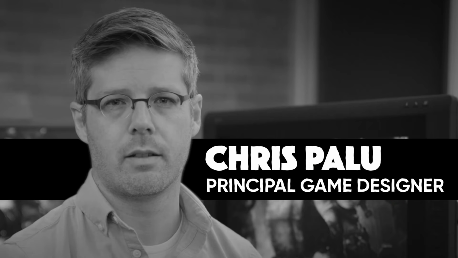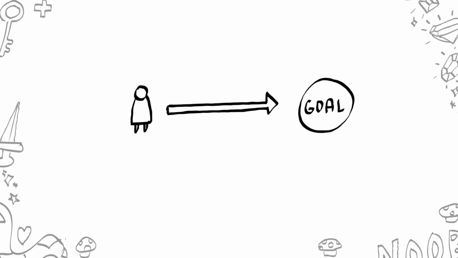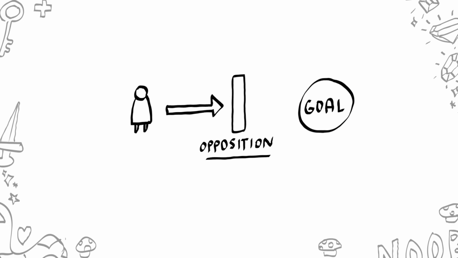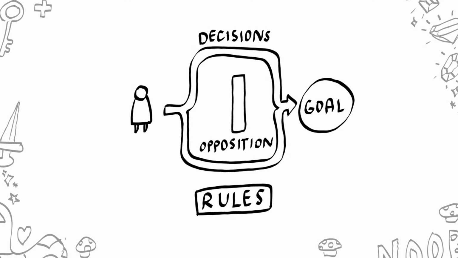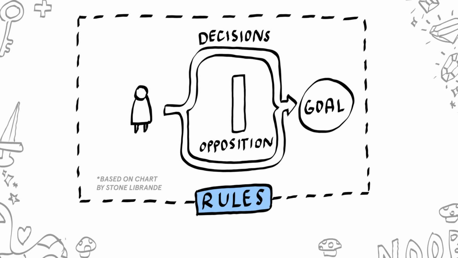A game generally has 4 basic components. A goal, some objective that needs to be completed. Opposition, something that has to be overcome to complete that objective. Decisions, or ways to surpass the opposition. And rules, a framework around all this stuff that governs the whole experience.